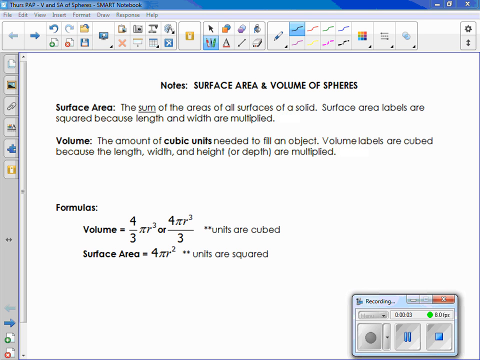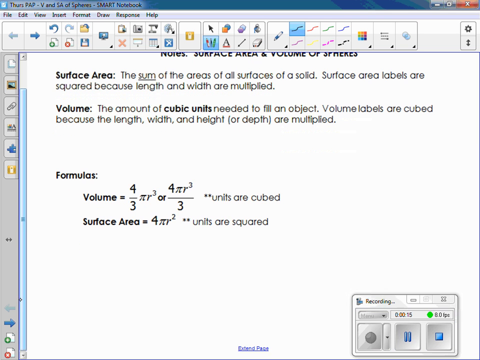So this video is going to explain how we use the surface area and volume of a sphere formula. Again, please look at Emoto because I did post a couple of videos that will show you why those formulas work. So we have two formulas, one for volume and one for surface area.